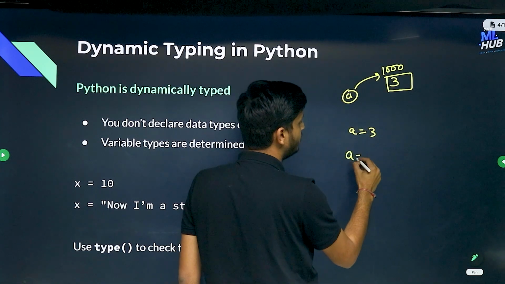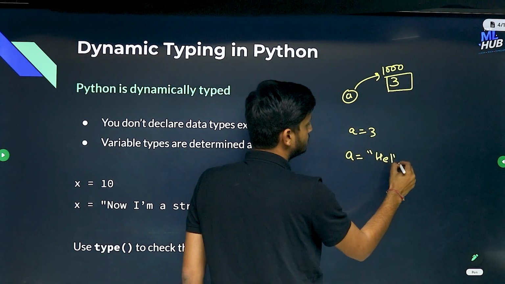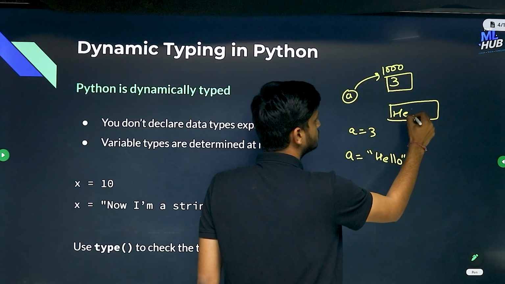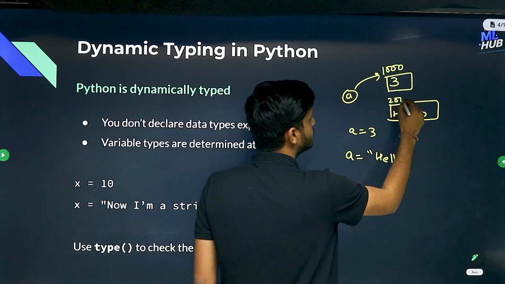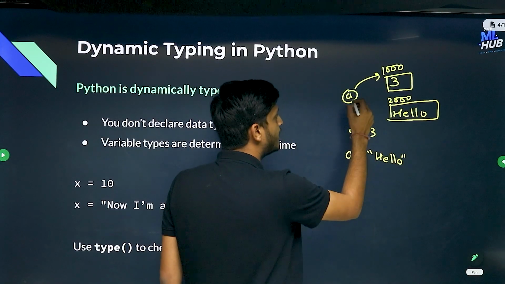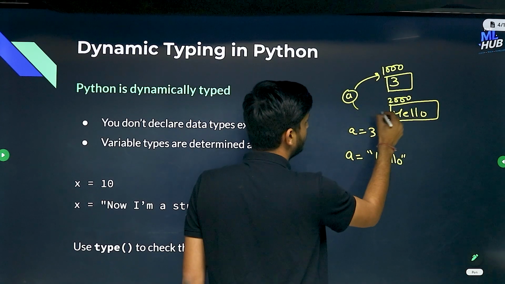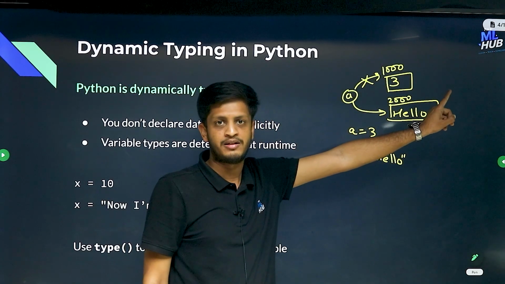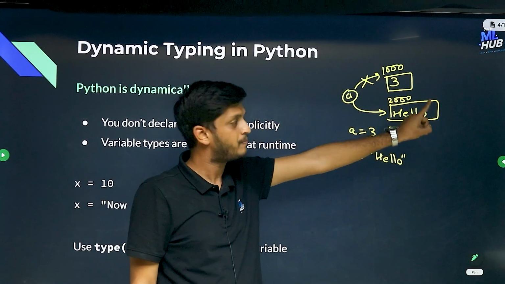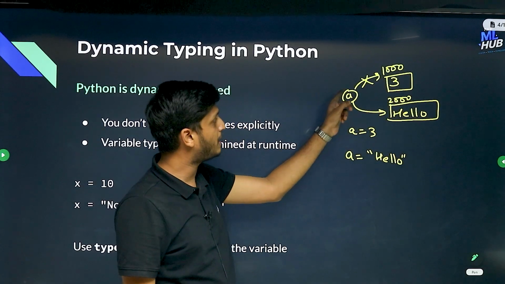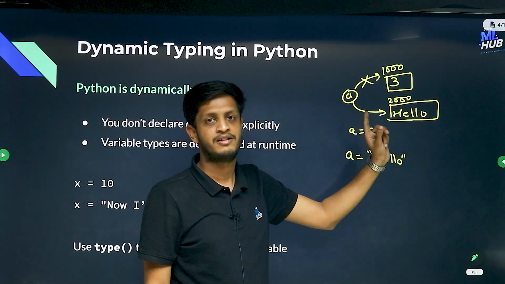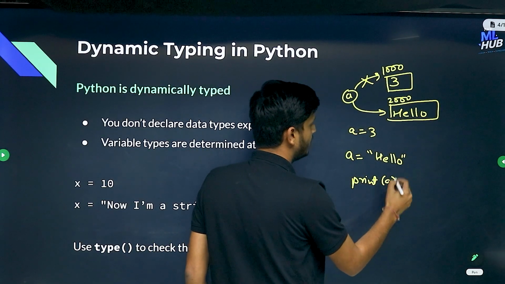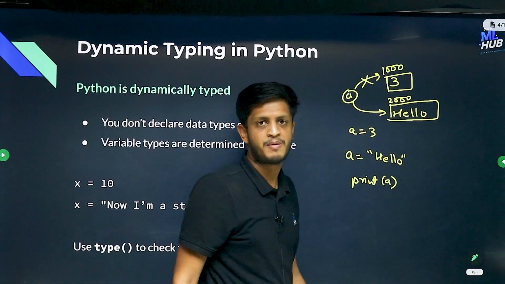Now if I say a is equal to the string hello, let us say, then at another memory location hello will be stored. Let us say this is memory location 2000. So what will happen? A will now start pointing to this memory location instead of this. This 3 will still be in memory. This hello will also be in memory, but now a will be pointing to hello, not 3. So if you now print a, hello will be printed because a is pointing to this memory location.